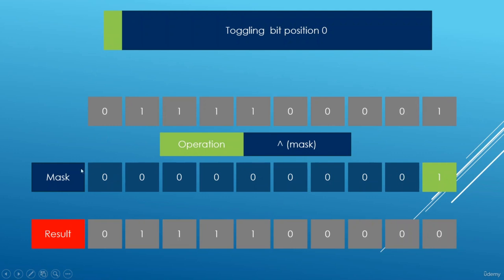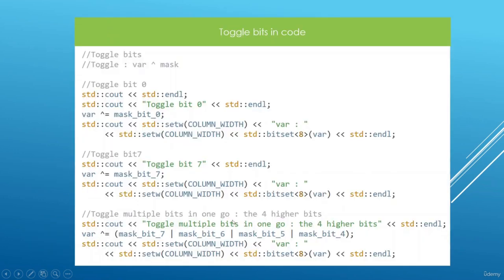And this is how we can do this using a mask. And again, we can do this in C++. By doing exactly the same operations, we are going to XOR with the mask of interest, and the result is going to be stored back in var, and we can print it out.